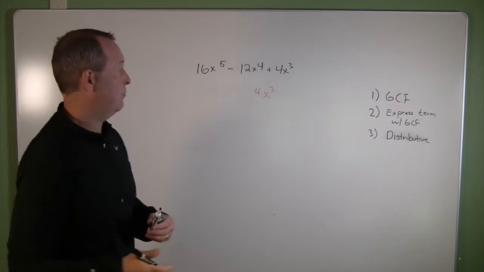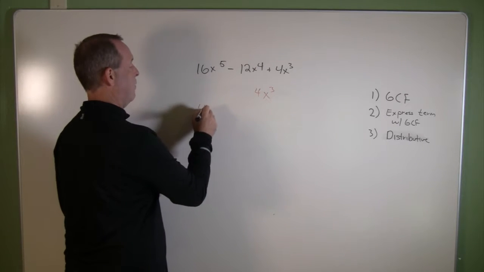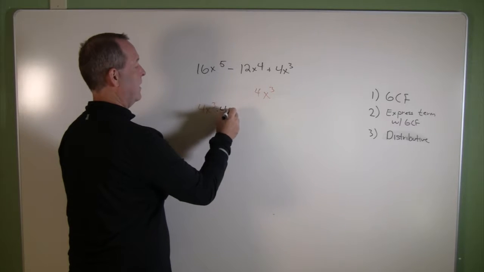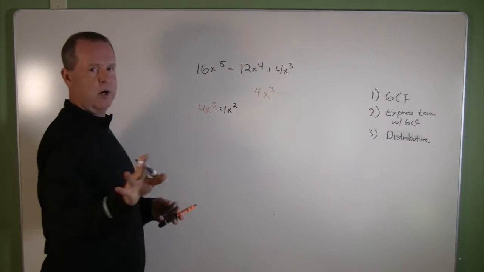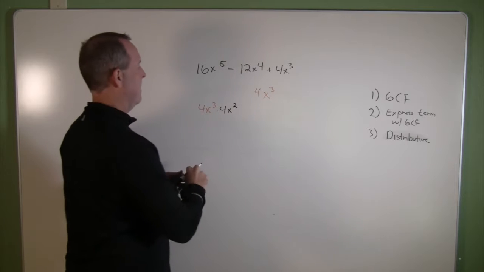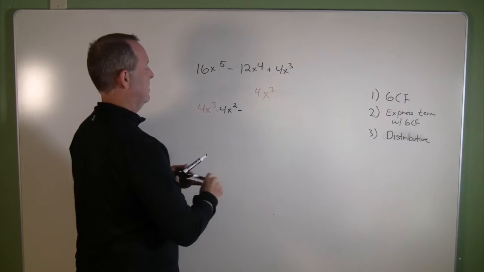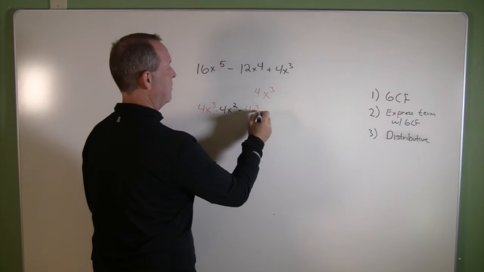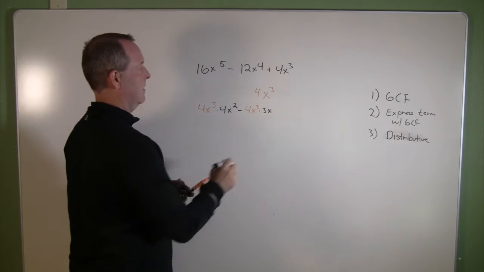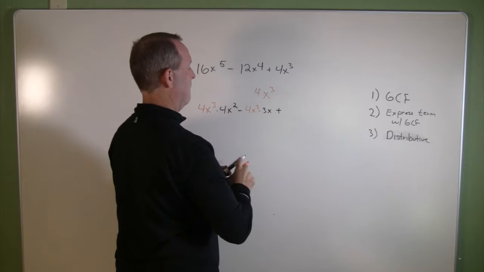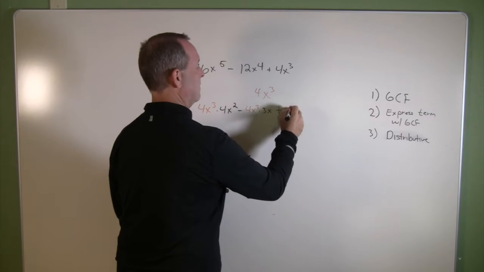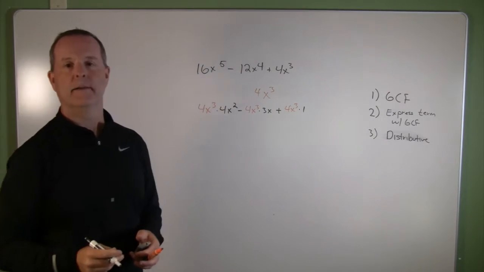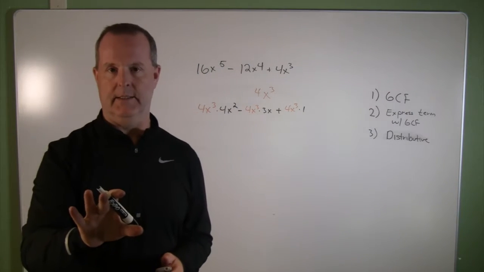Let's rewrite that expression. So I'll have a 4x cubed times a 4x squared. You make sure I'm doing my work. Sometimes I make mistakes. Minus a 4x cubed times a 3x, plus a 4x cubed times a 1. That's important.